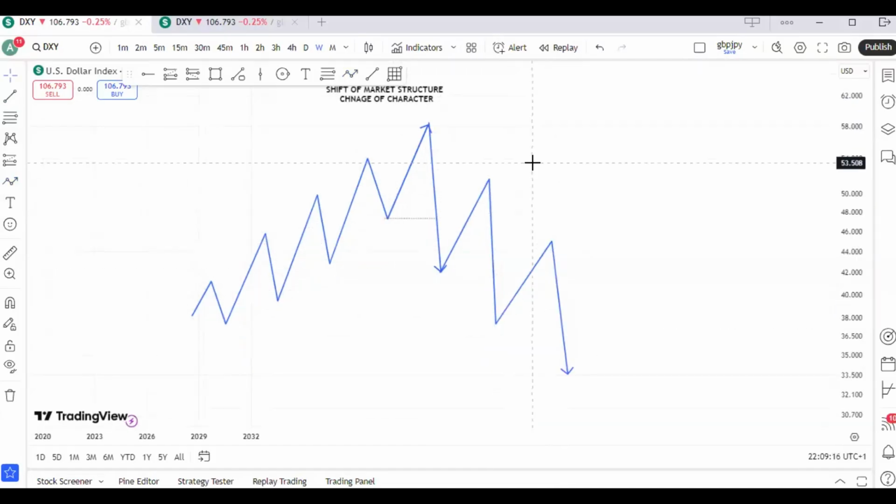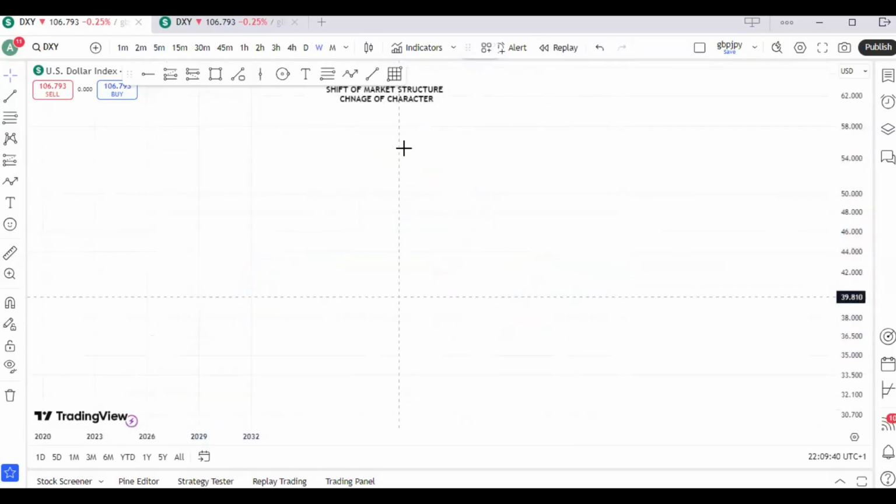This is change of character or shift of market structure for a bullish market, because the market will keep on forming higher highs and higher lows. It will keep on breaking structure to the upside until something like this happens to show you that the market wants to now reverse. This is for a bullish market structure. Let me show you a typical example for a bearish market structure.